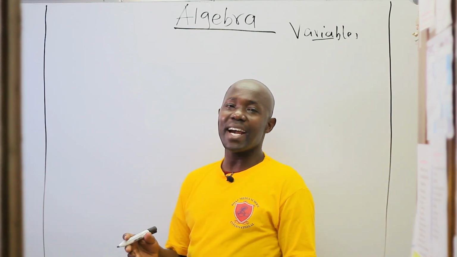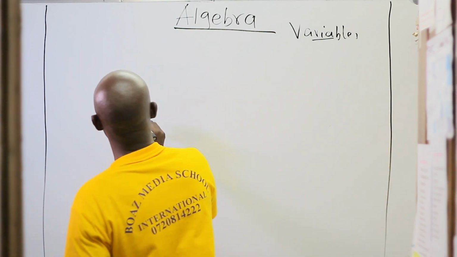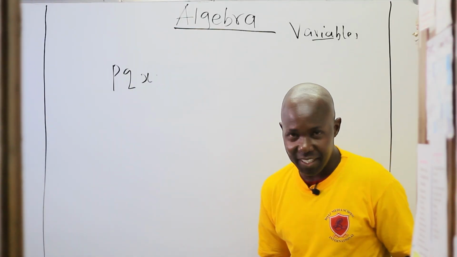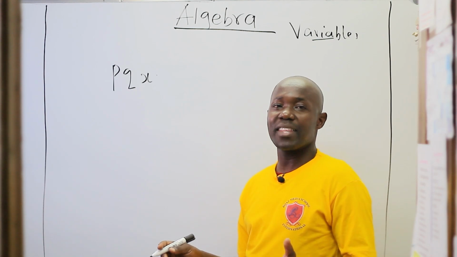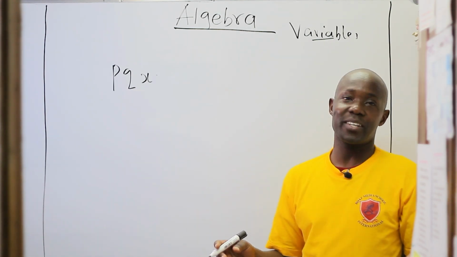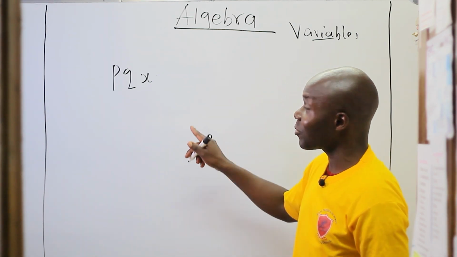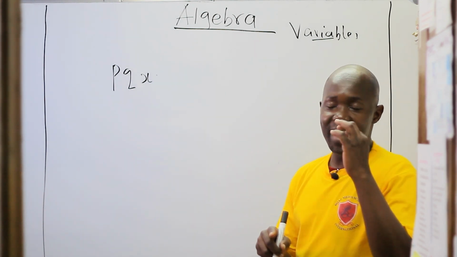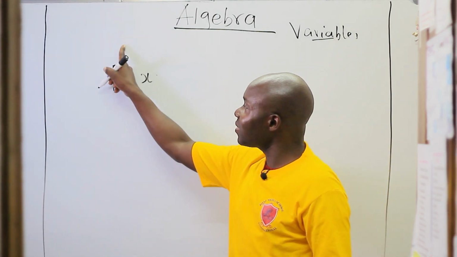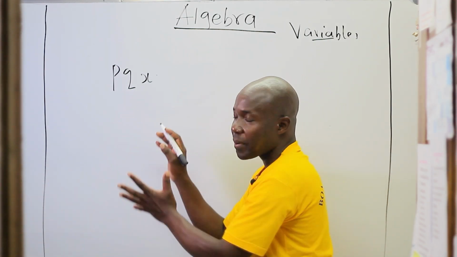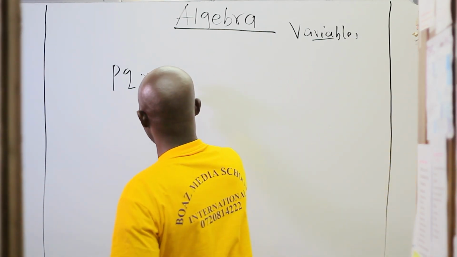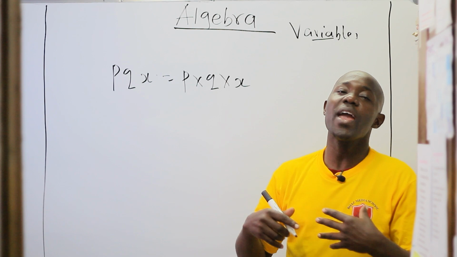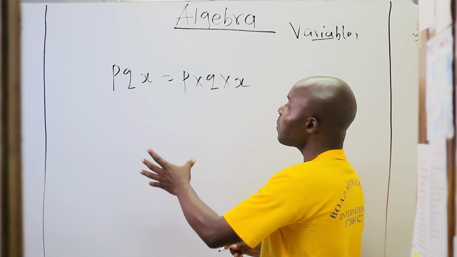A good example: if I give you PQ or PQX, the most important thing any student should understand is the meaning of whatever they have. Here is simply an expression. The group I want to talk to today is basically Key Stage 3, that is Year 7, Year 8, and Year 9, just before they sit their checkpoint. When you see an expression written like this, it implies P times Q times X. So this is simply a product.